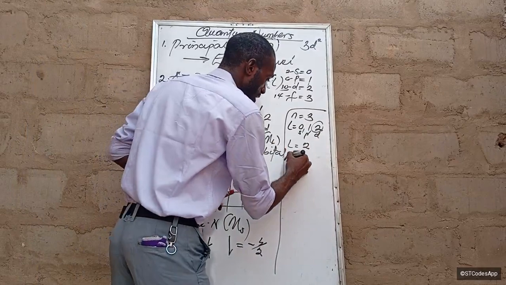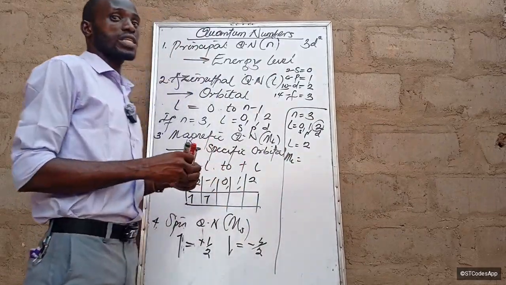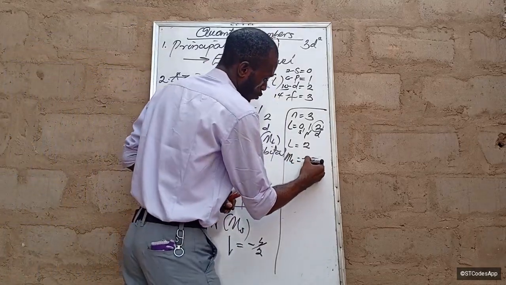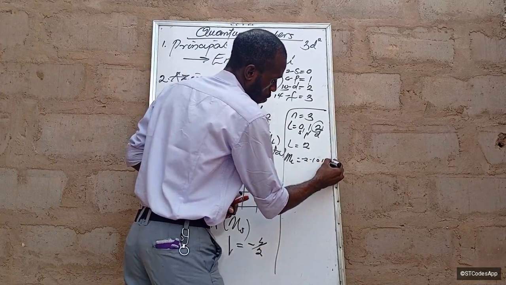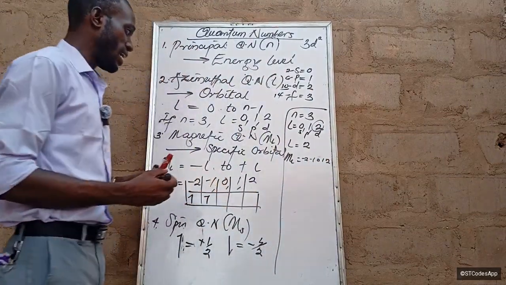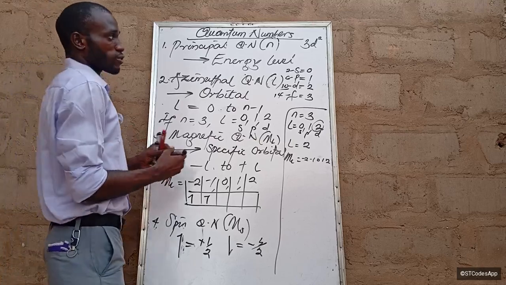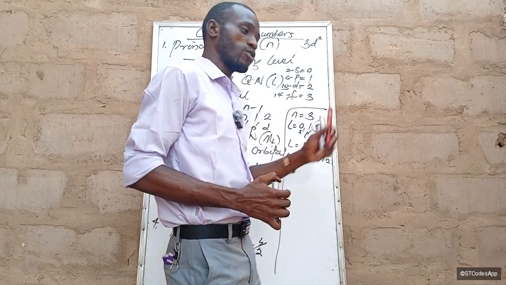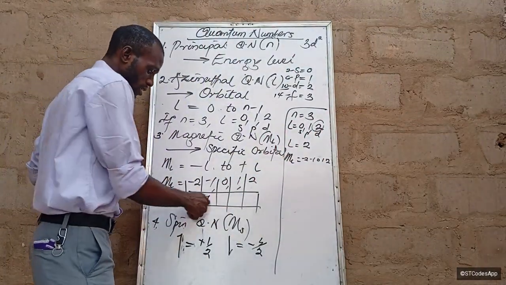Now, what will m sub L be? m sub L is going to take negative of L to positive of L. We have minus 2, minus 1, 0, 1, 2, like what I did here, and I filled it in. So you have to now fill in the 2 electrons. So the first one will be 1, 2.